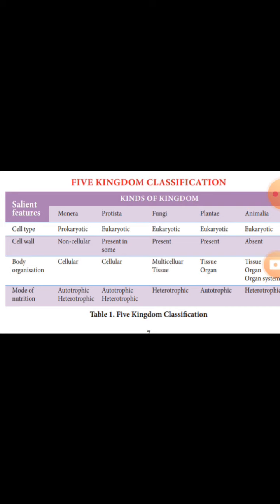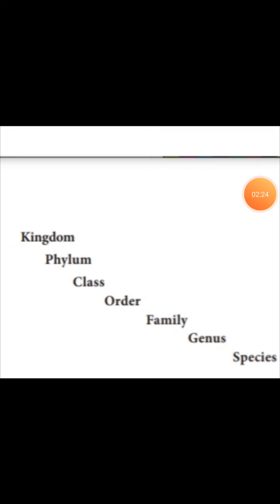Then what is another way? Organisms arranged in a hierarchical system, hierarchical classification or hierarchical taxonomy. So organisms are arranged in a systematic manner from the lowest unit to the highest unit. This is the hierarchy of classification or categories. Species is the basic unit of classification.